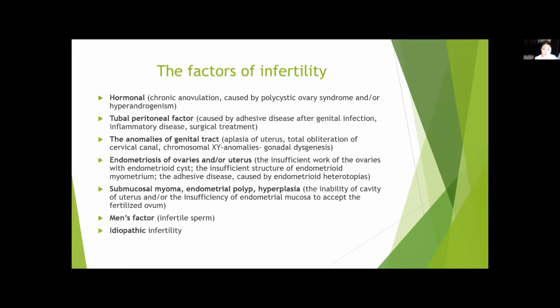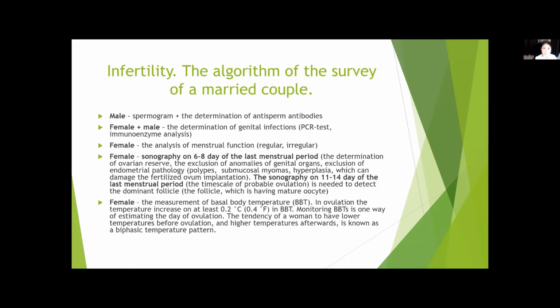It is insufficient work of the ovaries with endometrioid cyst, the insufficient structure of the endometrioid myometrium in the case of uterus endometriosis, and adhesive disease caused by endometrioid heterotopias. Submucosal myoma, endometrial polyps, and hyperplasia, the inability of the cavity of the uterus and/or the insufficiency of the endometrial mucosa to accept the fertilized ovum. Man's factor, infertile sperm, and idiopathic infertility.